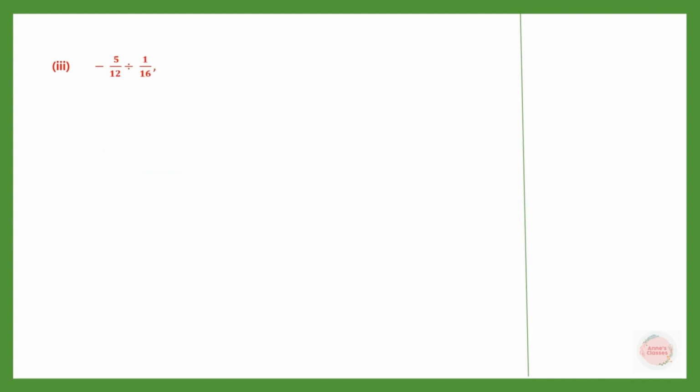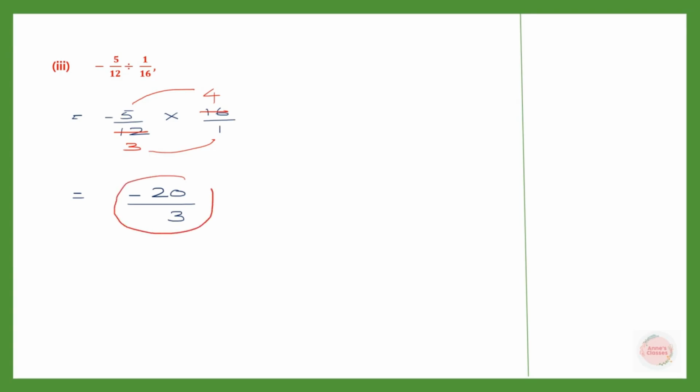Question 3. So the first one, let's write it as it is, minus 5 by 12. We change division to multiplication and write the reciprocal of 1 by 16, which is 16 by 1. Now what can we cancel here? We can cancel 12 and 16. We can cancel it by 2. We can also cancel it by 4. So let's use 4. 4 3s are 12 and 4 4s are 16. Now nothing else to cancel, so let's multiply the numerators and the denominators. Minus 5 into 4 is equal to minus 5 4s are 20. In the denominator, 3 1s are 3. So what is our answer here? Minus 20 by 3.